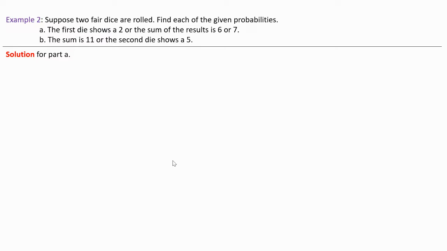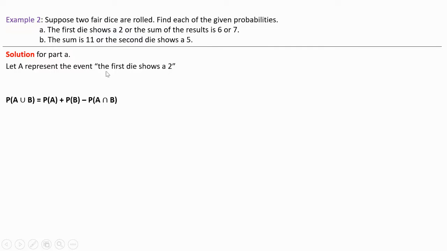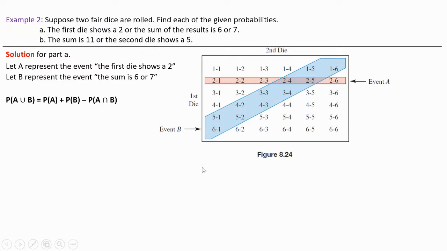Okay, now for part A, we're going to use the same principle here. Let A represent the event that the first die shows a 2, and event B will be that the sum is 6 or 7. I like to have all the possible outcomes here: this is my first die, this is my second die.